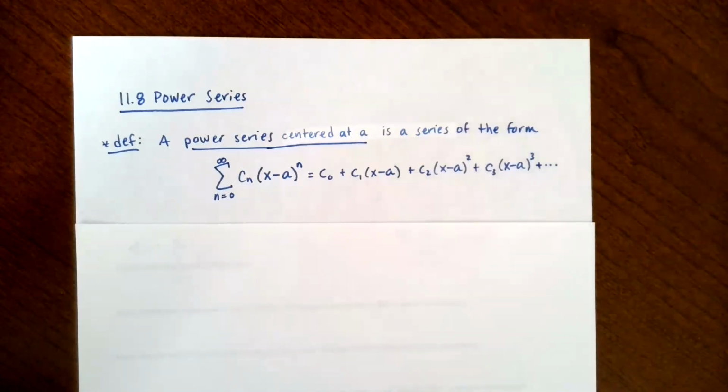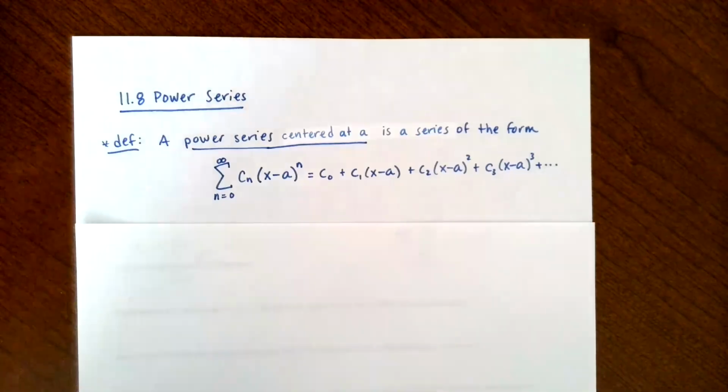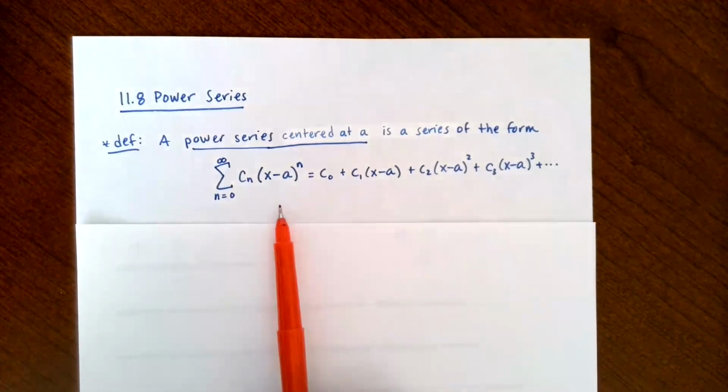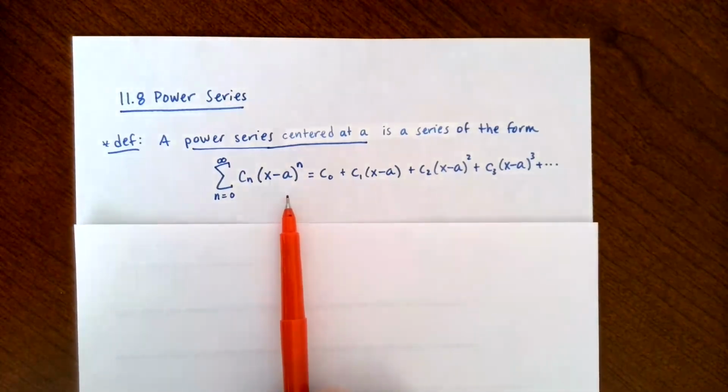Let's talk about power series. You can see on the screen here the definition of a power series centered at A. It's a series of the form C sub n times (x minus A) to the n. All right, so this looks worse than it is.